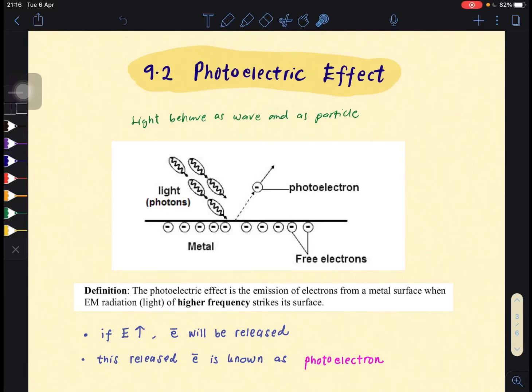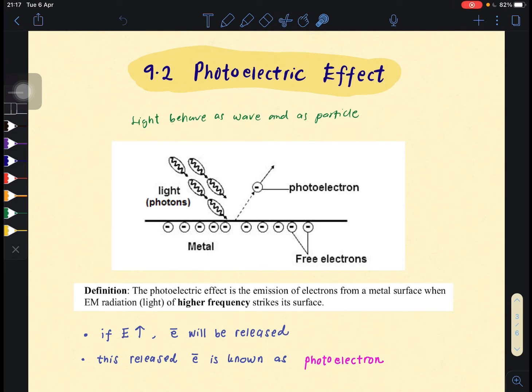The next subtopic we are going to learn is 9.2 Photoelectric Effect. Previously in 9.1 I mentioned that light behaves as a wave and also as a particle. The first statement, light behaves as a wave, we have learned in chapter 8, where Huygens' principle and the double slit experiment have already proven that light behaves as a wave. Now we want to see whether it is true that light behaves as a particle. There is one experiment, which we call the photoelectric effect, to prove that light also behaves as a particle.